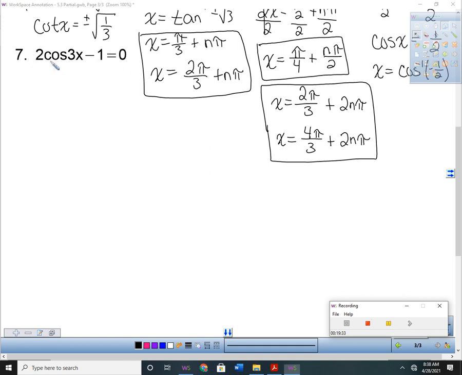Number 7, so we're working on getting cosine 3x by itself, right? That way we can then take the inverse. So the first thing I'm going to do is add the 1.